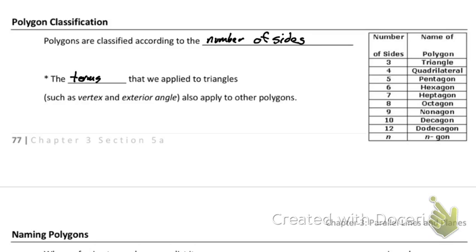You won't have to memorize them, but you should know a couple key ones like hexagon, heptagon, octagon. You should be able to, if I say it, kind of picture what they are.